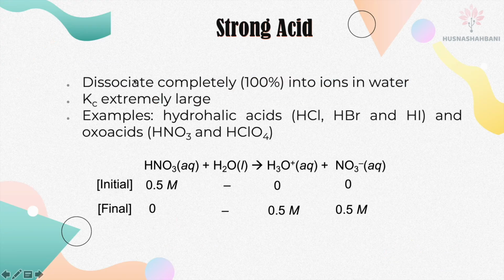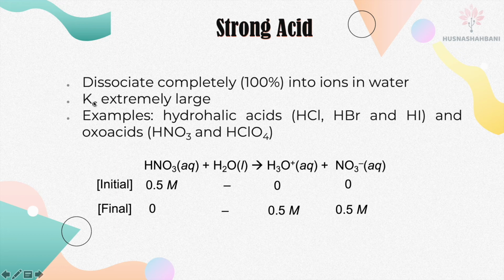Strong acid dissociates completely into ions in water, means all the HNO3 dissociates to become H3O+ and NO3-. So initially there is a concentration of HNO3 and all of HNO3 becomes H3O+. Final zero concentration of reactant. That's what it means by dissociate completely. No remaining reactant concentration. Dissociate completely into ions in water.